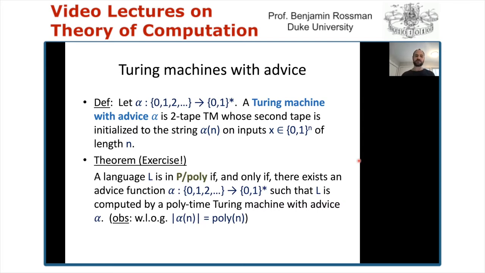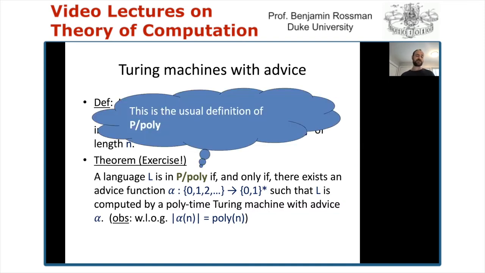And so the theorem is that a language is in P/poly if and only if there exists an advice function alpha such that L is computed on all inputs by a Turing machine with advice alpha. Just a remark here that without loss of generality, we can assume that alpha n has length poly n, simply because a poly-time Turing machine can only access poly n bits of the advice string alpha. I'll leave the proof of this as an exercise. I did want to mention that this is the standard definition, in fact, of P/poly. So this theorem is really showing that this definition is equivalent to the one we gave in terms of poly-sized circuits.